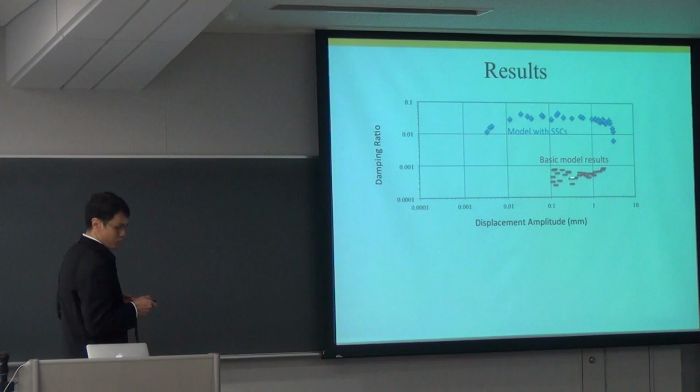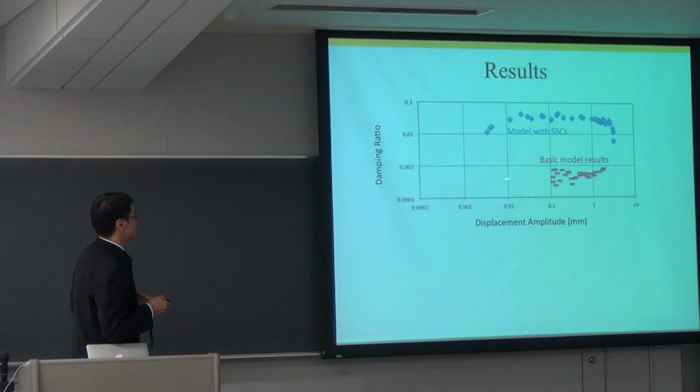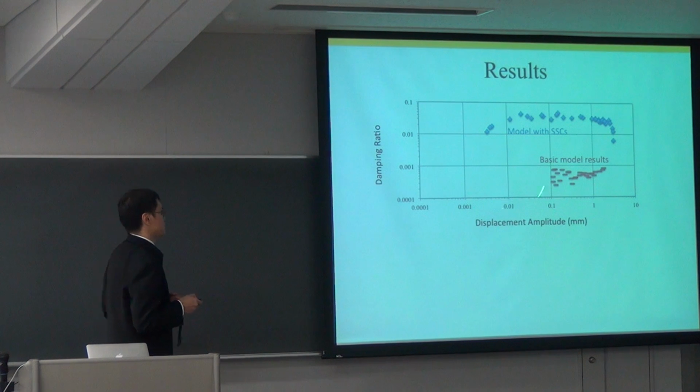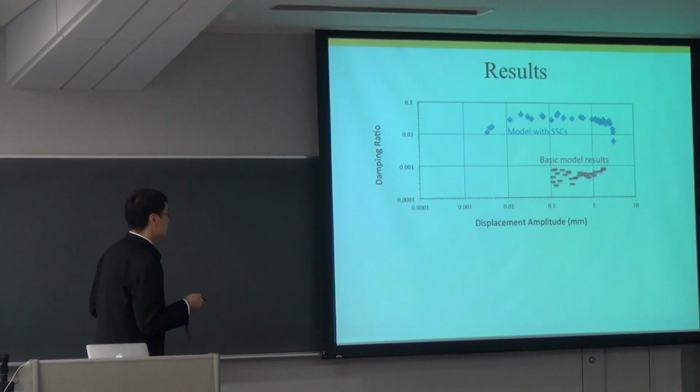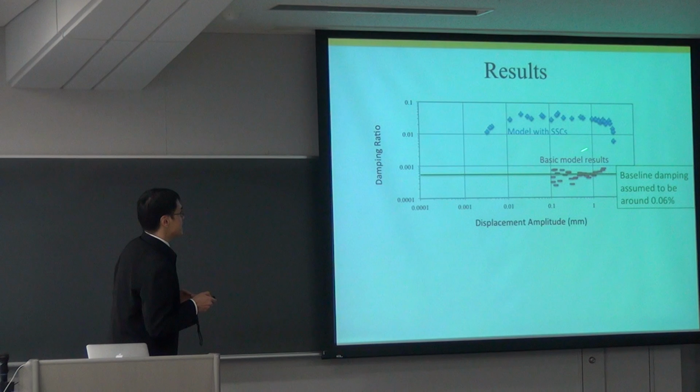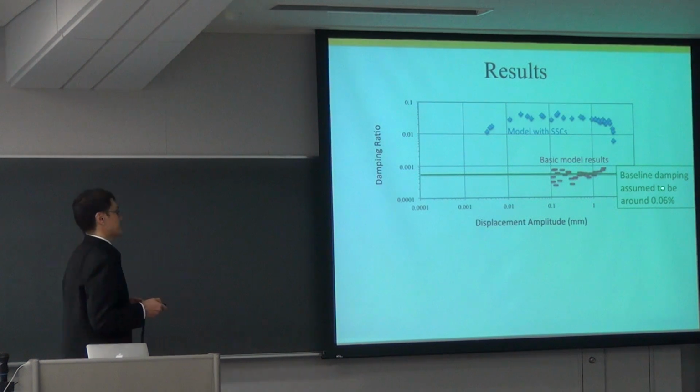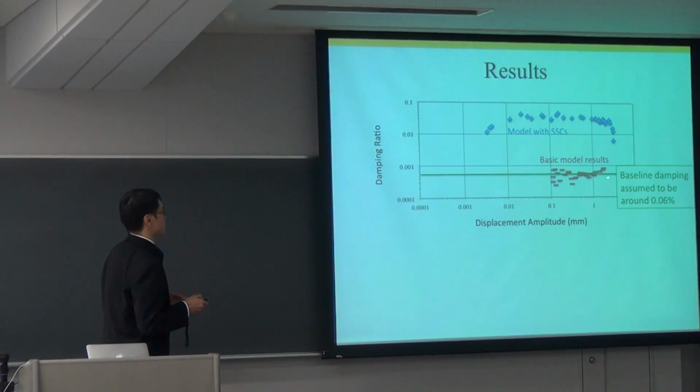So I have a basic model here. You can see very low damping. Unfortunately, the results had high errors at lower amplitudes, so those were rejected. And there's still some scatter here. And then the model with 6 components here, you can see a seemingly increasing damping with amplitude, a seemingly constant part, and here a seemingly decreasing part again. But because we have these measurements, we can establish a baseline damping and assume it to be around 0.06%.